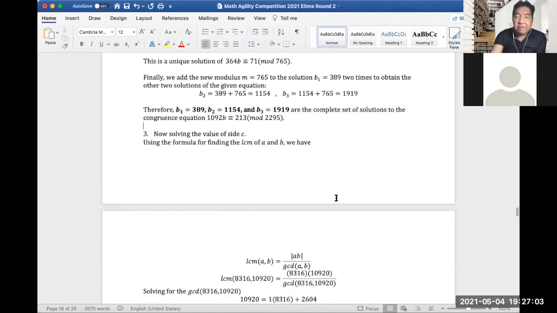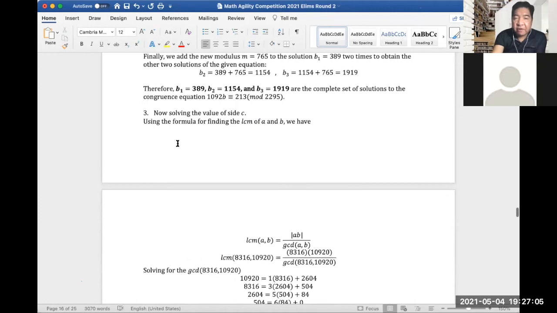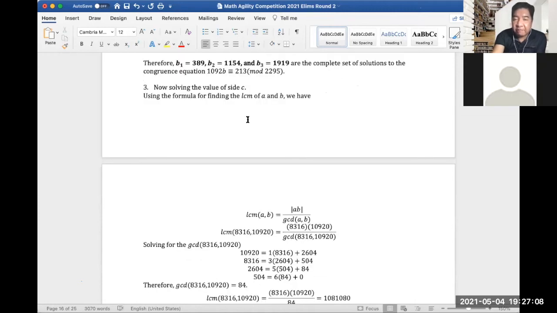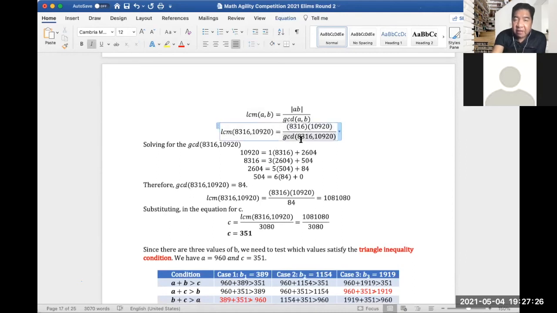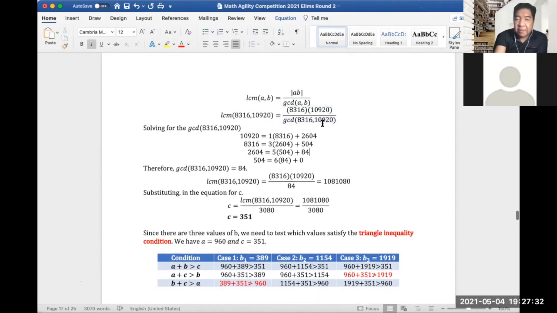So now solving the value of side C using the formula for finding the LCM of A and B, we have this formula: the LCM of A and B is equal to the absolute value of A times B over the GCD of A, comma B. So this is just the product rule in the numerator. And then let's take again the GCD of A, 8316 and 10920, similar to what we did earlier. So the second number would be on the left-hand side, and the first number inside the parentheses would be on the right-hand side.